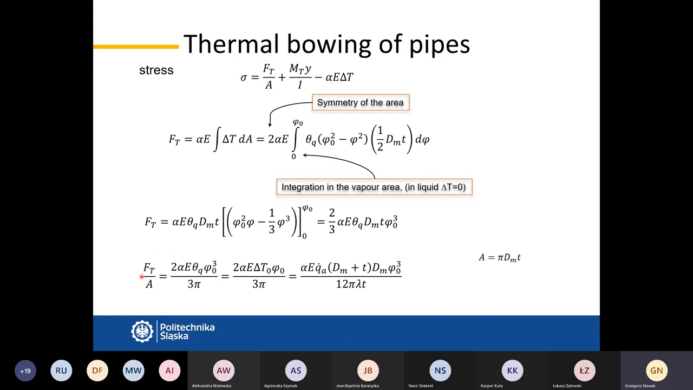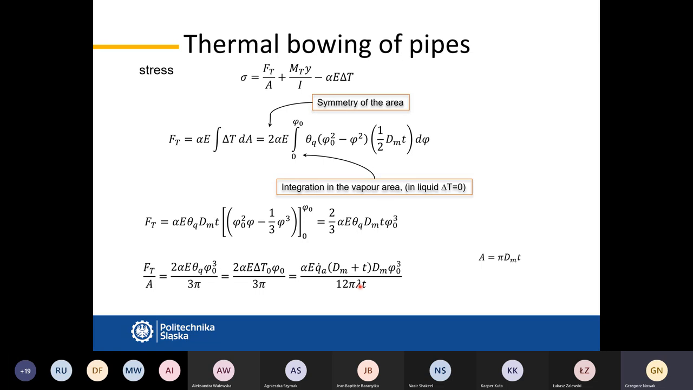So this first term in the stress formula, Ft over A, is, of course, divided by the cross-sectional area, and this cross-sectional area is pi d m t, the cross-sectional area of the wall. So if we divide by this factor, we'll obtain the final formula. Here theta q is also expanded, so we have seen the external heat flux from the ambient conditions. So of course, it will again depend on the amount of heat exchanged, the level of water, the dimensions of the pipe, and the material of the wall of which it is made.